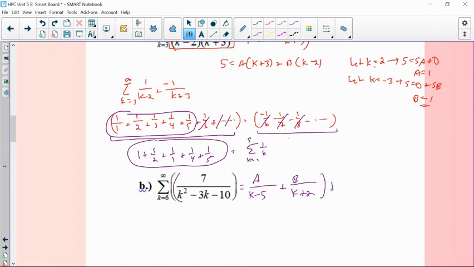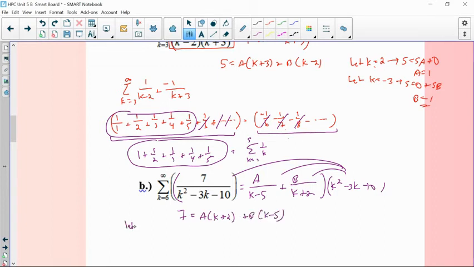So I'm going to clear the denominator by multiplying both sides by k squared minus 3k minus 10. On the left, we'll just get a 7. And then this will be a times the factor k plus 2, and this will be b times the factor of k minus 5. So let's let k equal negative 2. So 7 is equal to 0 plus negative 7b. That tells me b is equal to negative 1. And if we let k equal 5, we still get 7 is equal to basically 7a.